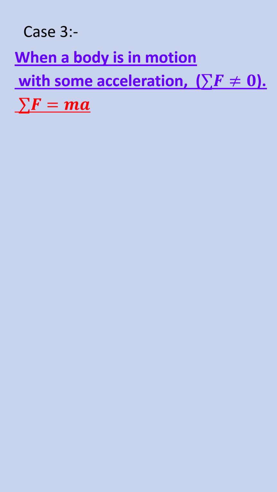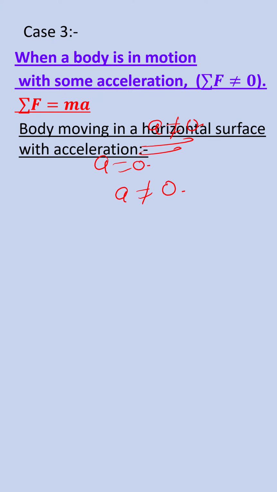Case 3: when a body is in motion with some acceleration. This is the case when the acceleration does not equal 0. Previously we discussed the case in which the acceleration was 0. Now we are going to discuss the case in which acceleration is not equal to 0. Body moving on a horizontal surface with some acceleration.